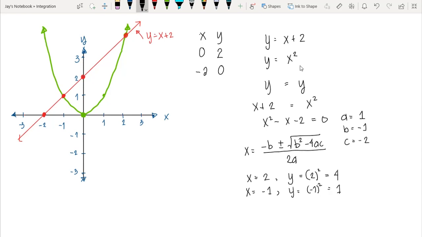this gives us 1. So therefore, the points of intersection are at (2, 4) and (negative 1, 1). Okay, so let's locate these in our graph. We have here this point of intersection, which is (2, 4). That is the point of intersection at this point. And then the coordinate of this point of intersection is (negative 1, 1). So this is (negative 1, 1). Okay, so we have now computed the points of intersection.